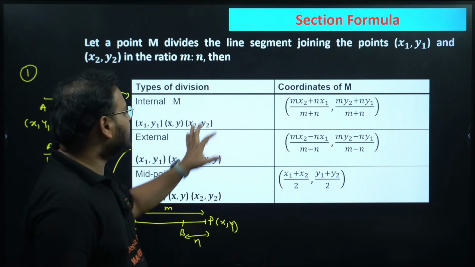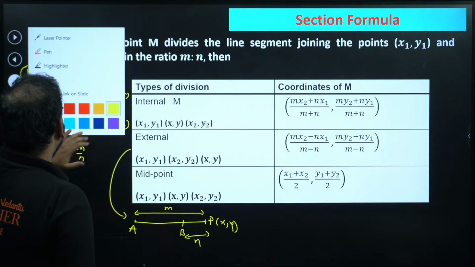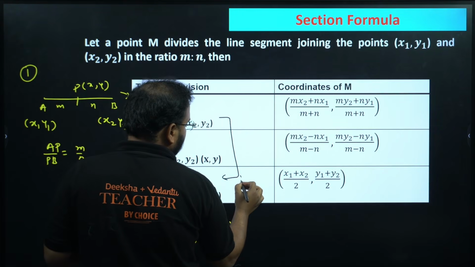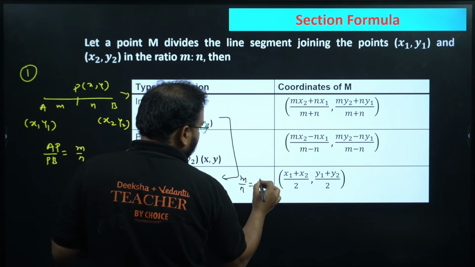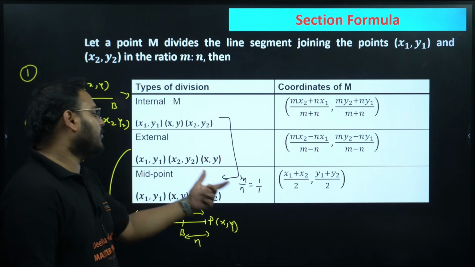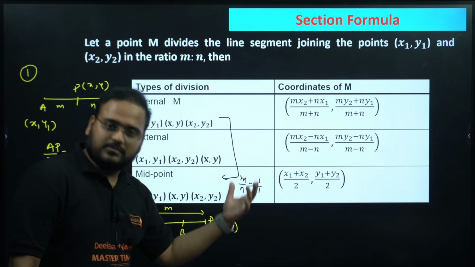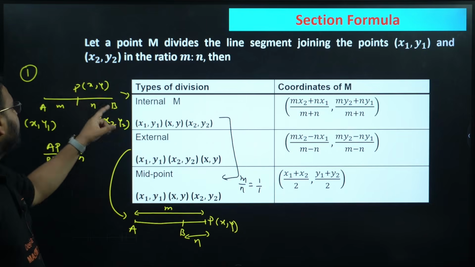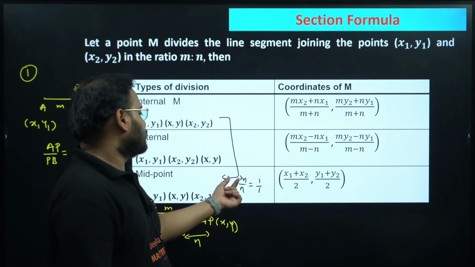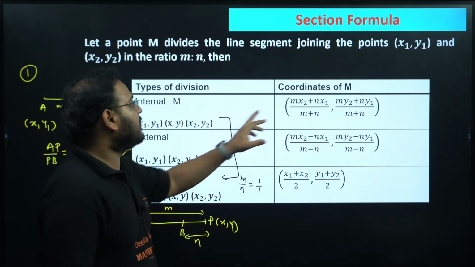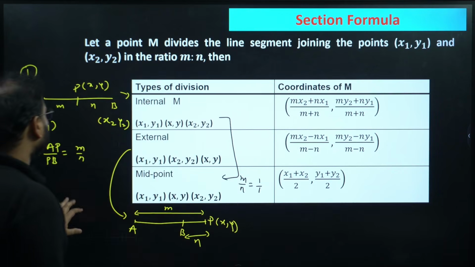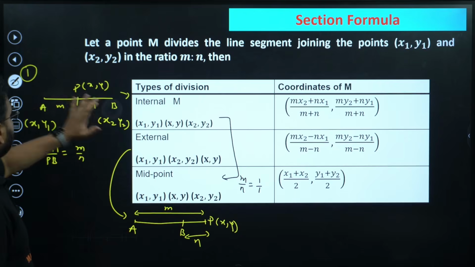This is a simple result. In this result, you take m by n as 1 by 1, because when you talk about the midpoint formula, the point P becomes the midpoint of AB. So the sections are equal, m and n are equal sections, two equal halves. So m by n becomes 1 and 1. If you do that, you get x2 plus x1 by 2, y2 plus y1 by 2. Okay, simple concept. Moving on.